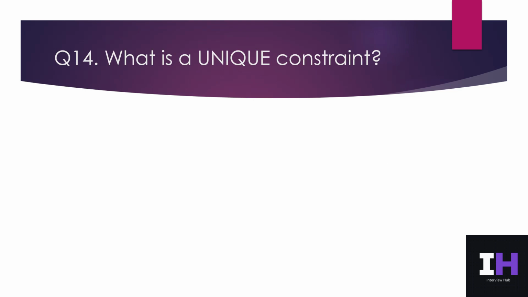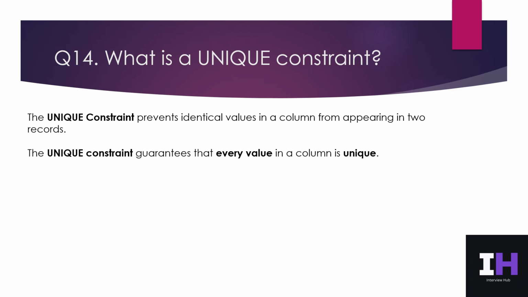Q14. What is a unique constraint? The unique constraint prevents identical values in a column from appearing in records. The unique constraint guarantees that every value in a column is unique.